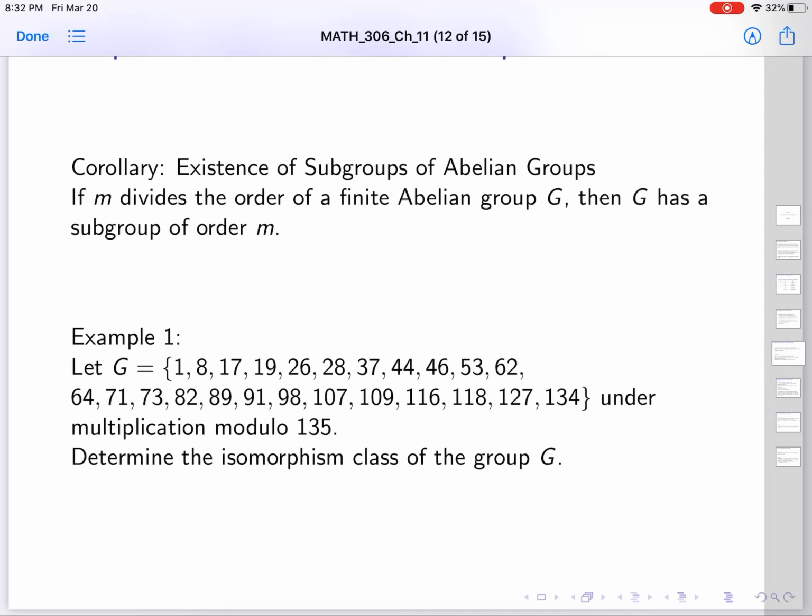Let's look at example 1 now. We are saying let G be equal to this group under multiplication mod 135, and it says determine the isomorphism class of the group.